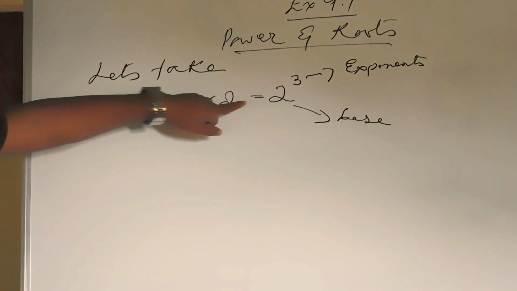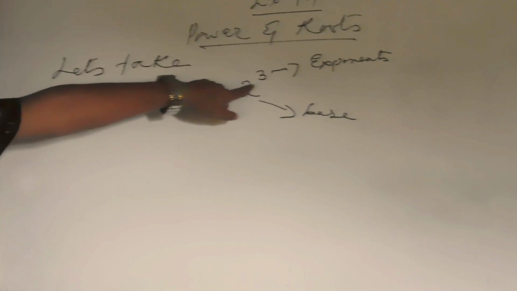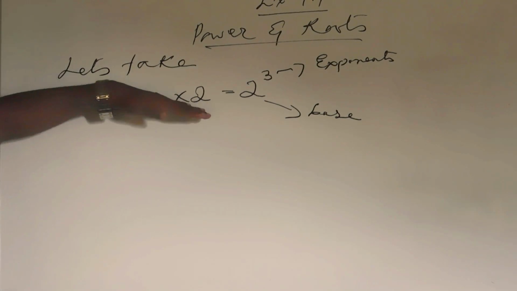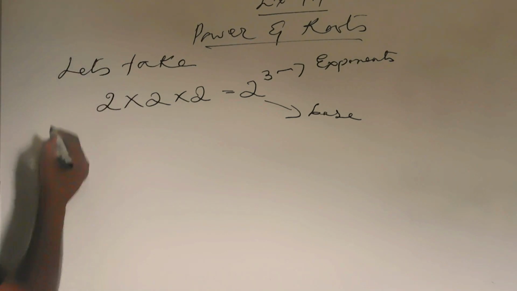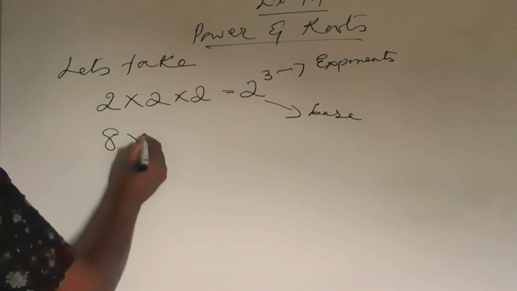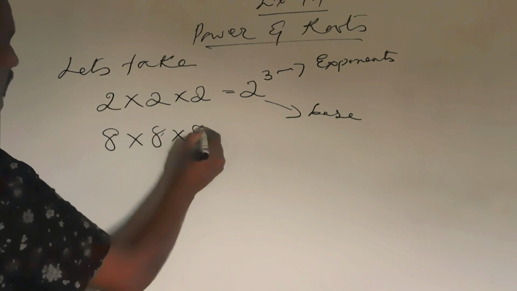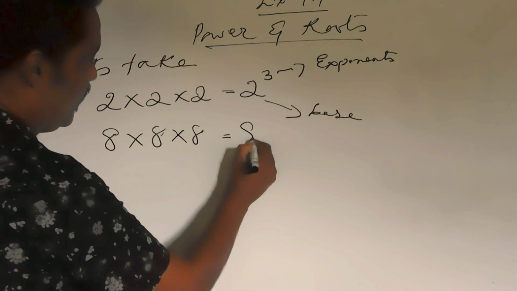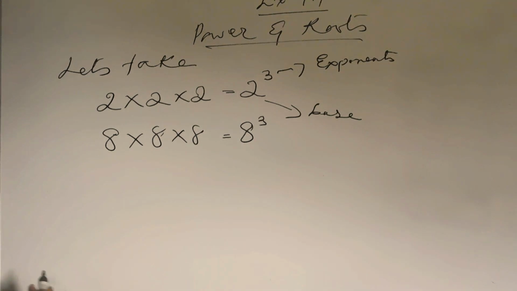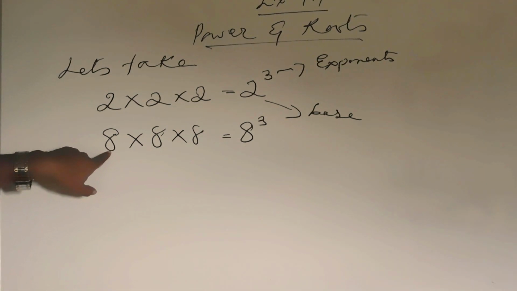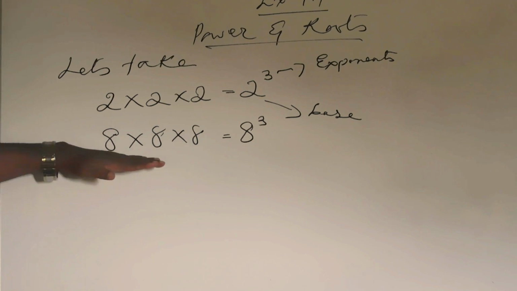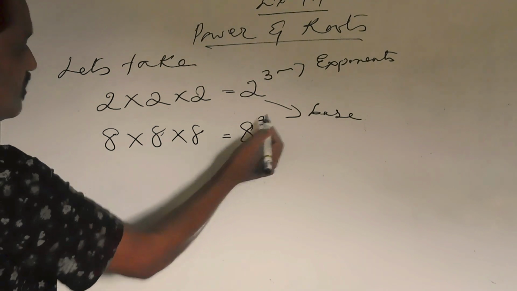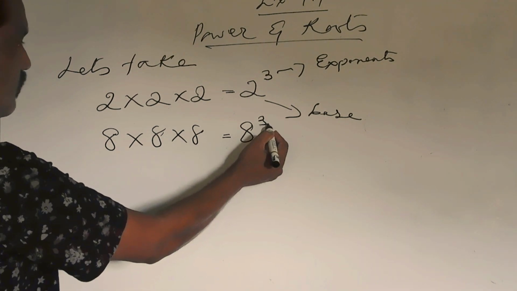This is how we write the exponential form. So children, this 2 is repeatedly multiplied. This is the base. Another number, let us take 8 into 8 into 8. When we write it in exponential form, it will be 8 to the power 3. Here 8 is multiplied 3 times. Therefore, this 8 is the base and 3 is the power or the exponent.